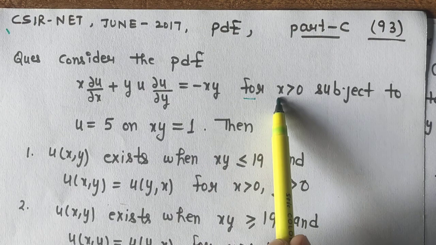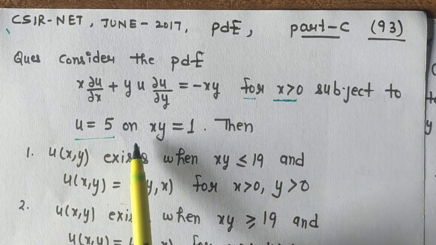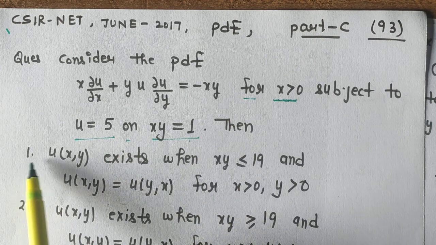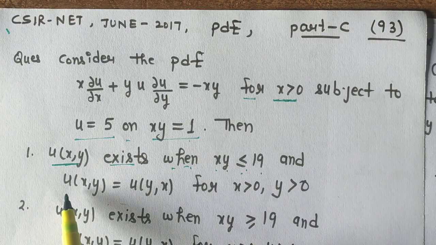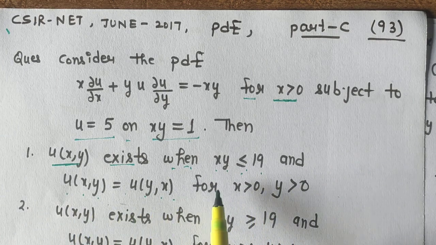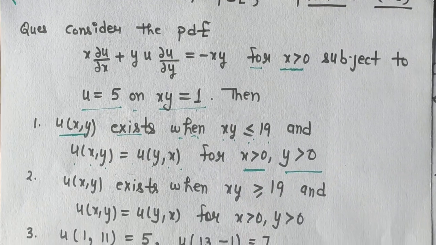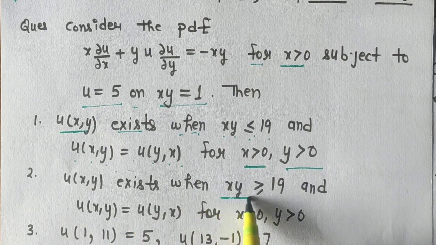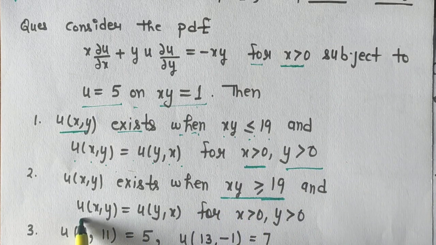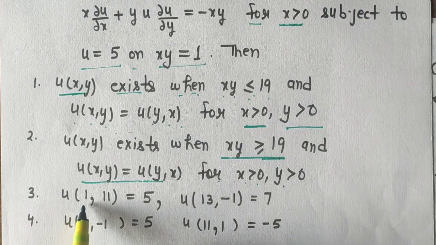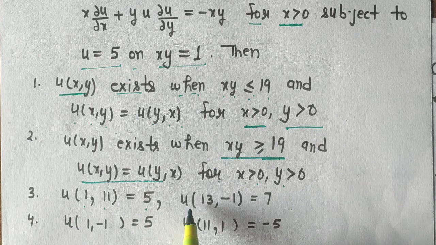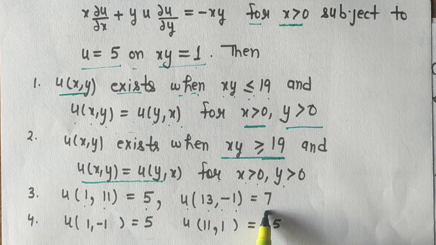for x greater than 0, subject to u equal to 5 on xy equal to 1. Then the option one says that the value of u(x,y) exists when xy is less than or equal to 19 and u(x,y) equals u(y,x) for x greater than 0, y greater than 0. The second option says that u(x,y) exists when xy is greater than or equal to 19 and this contains the symmetry for x greater than 0, y greater than 0. The third option says u at (1,11) equals 5 and u at (13,-1) equals 7.